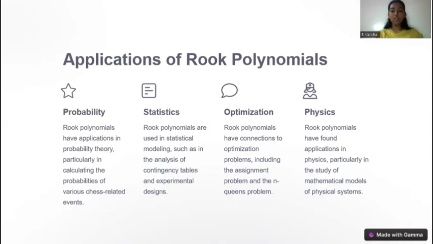Third is optimization. Rook polynomials have connections to optimization problems, including the assignment problem and the n-queens problem. Fourth is physics. Rook polynomials have found applications in physics, particularly in the study of mathematical models of physical systems.